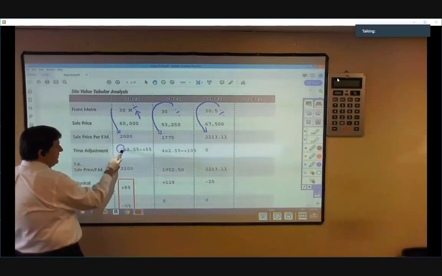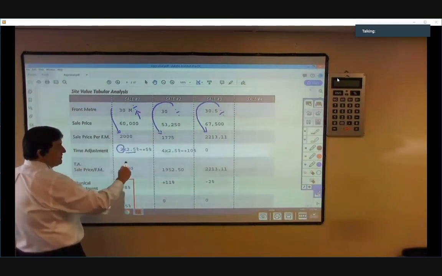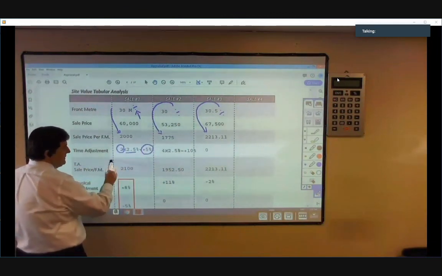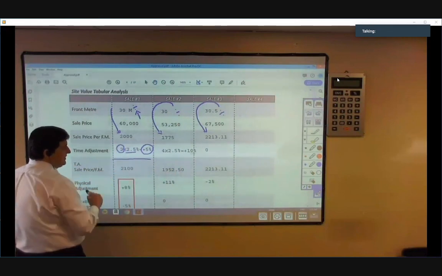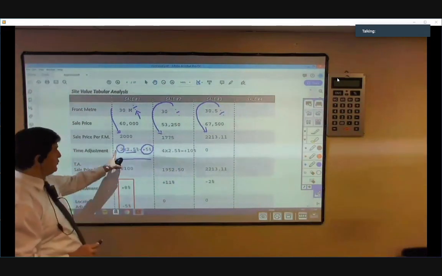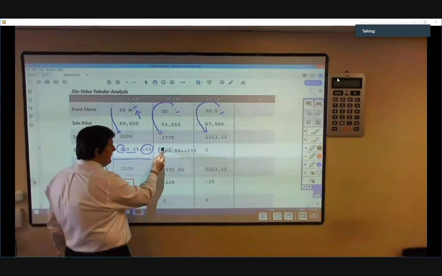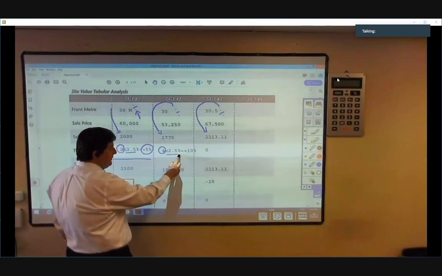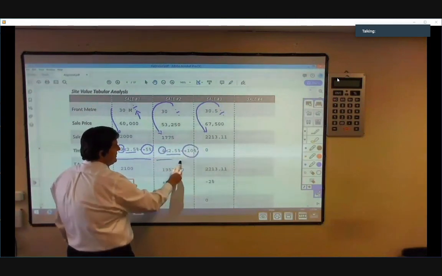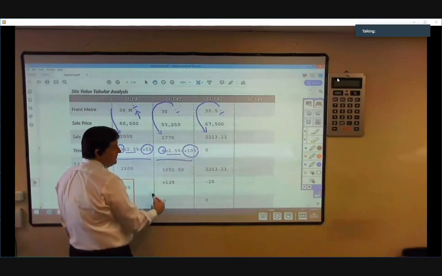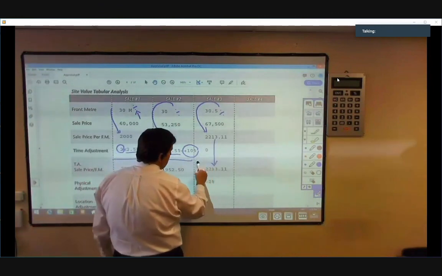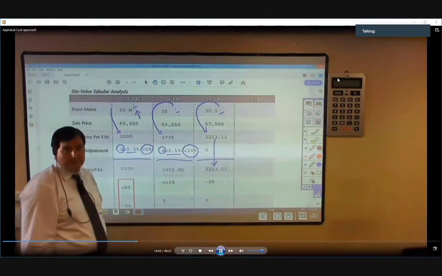So it sold 2 months ago. Each month, I say, in my opinion, is 2.5%. So I have to add 5% to that. So this plus 5% is going to give me this, because this one sold 2 months ago. This one sold 4 months ago. I said, in my opinion, it is 2.5% per month. So that's 10%. So then this plus 10% is going to give you this. This one doesn't have an adjustment because it sold last week.